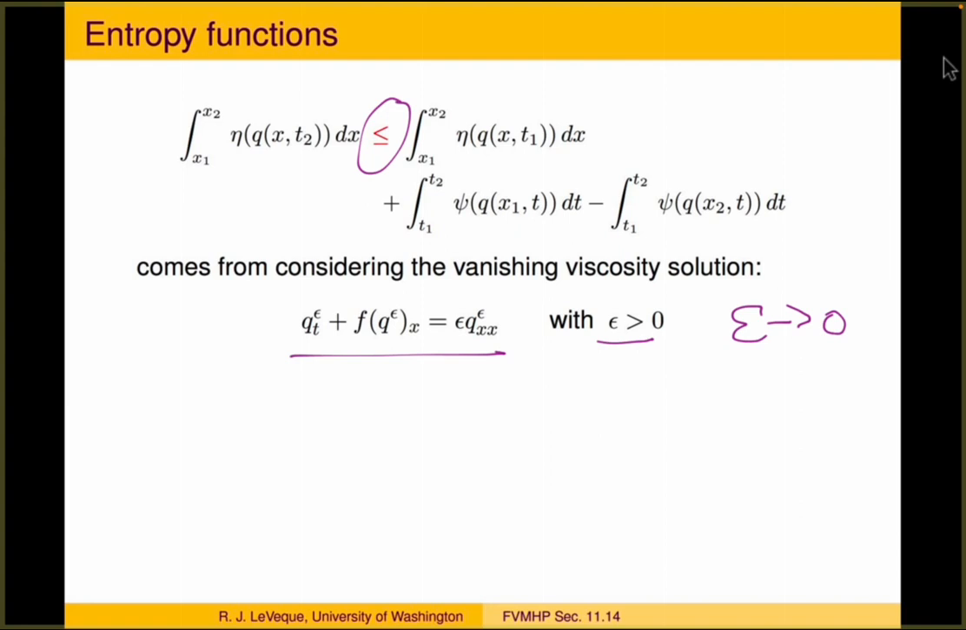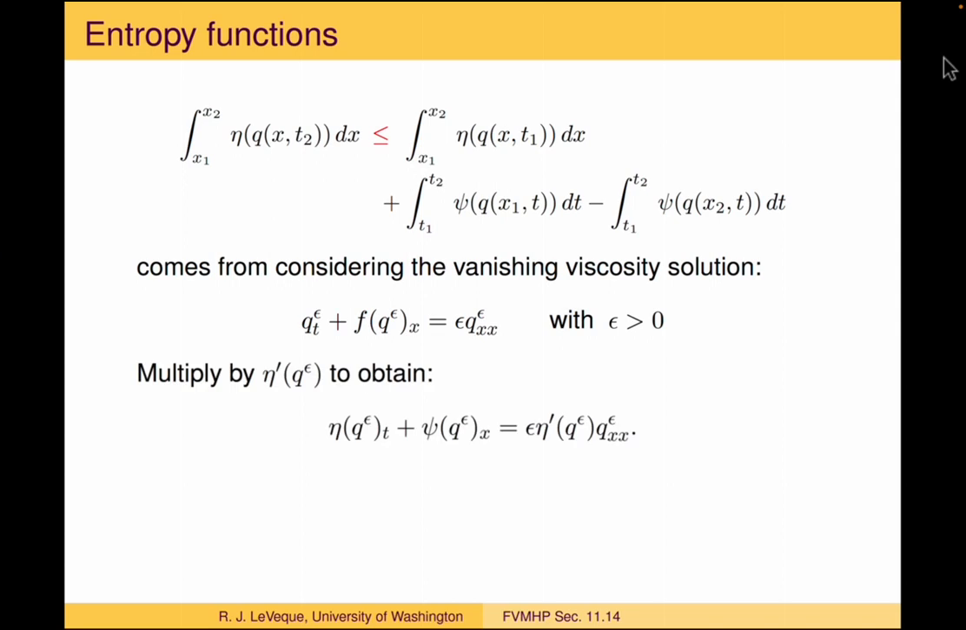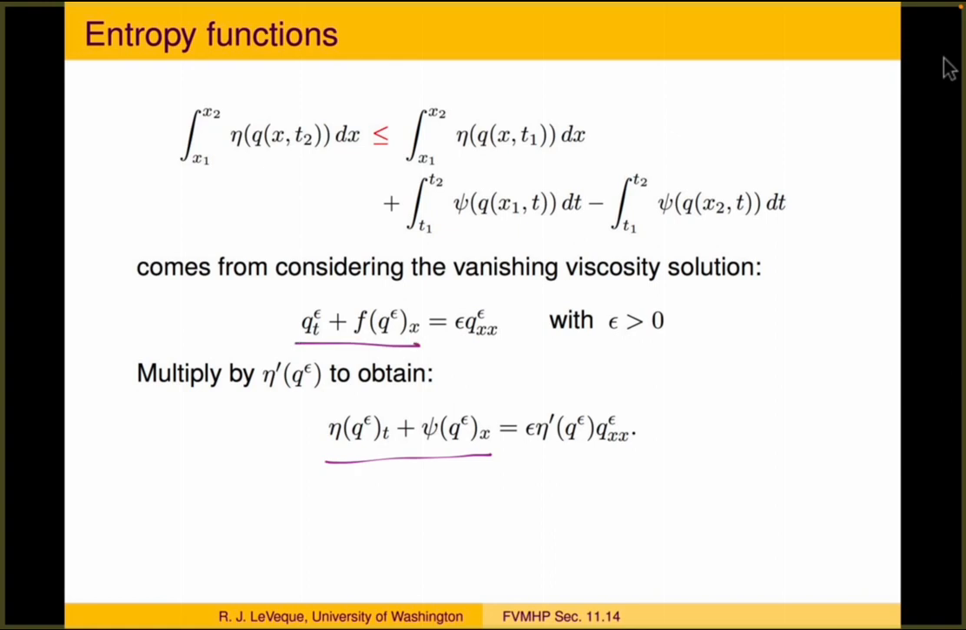How do we know that that's the right sign here for any such case? Well, we can actually work it out. Since this parabolic equation has smooth solutions, we can manipulate it by multiplying by eta prime of q epsilon. And if you do that, you get exactly the way that we derived psi, once you multiply by eta prime and use the fact that eta prime times f prime was equal to psi prime. You can rewrite that as the time derivative of eta plus the x derivative of psi. Again, only for smooth solutions, but since we've introduced viscosity, we're only dealing with smooth solutions now, so that's always valid for the viscous equation.